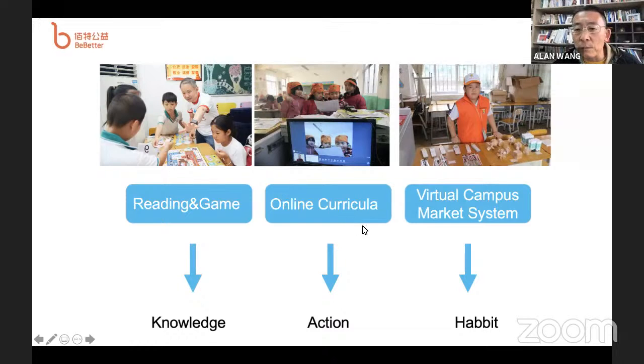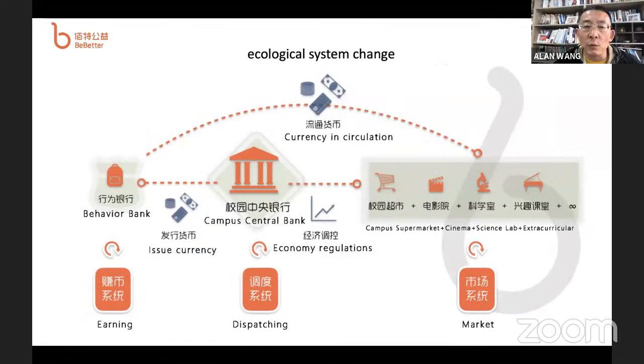When they can learn by doing in their daily life in the campus, they will turn the learning into a habit, turn the behavior change, the action into a habit. So that's what we want to do in the third level, the habit level. Let me show you, we set up the economic system change in the school campus.